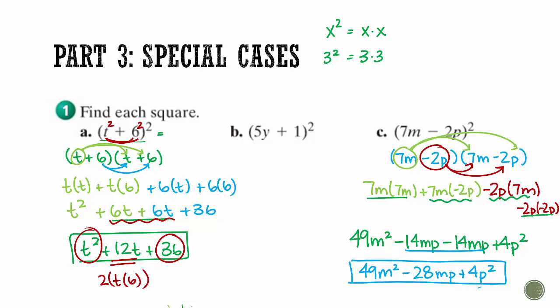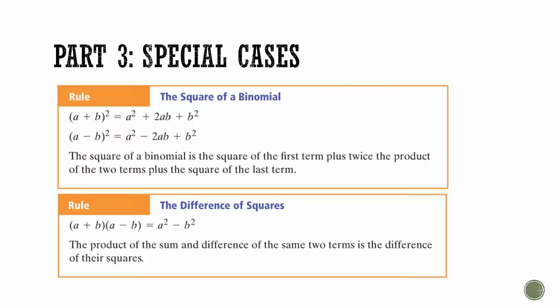Same thing happened over here. My first number is this guy, 7m squared, right there. And then if you do negative 2p squared, you get that. And if you do 7m times negative 2p twice, you end up with this guy right here. So if we skip the next slide and go to this one, that's this guy.